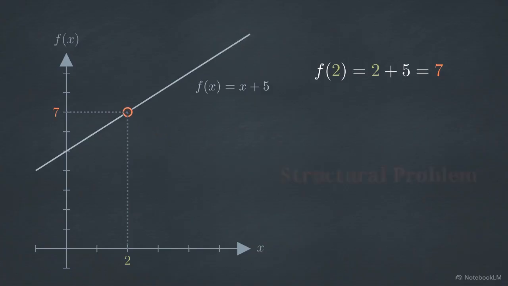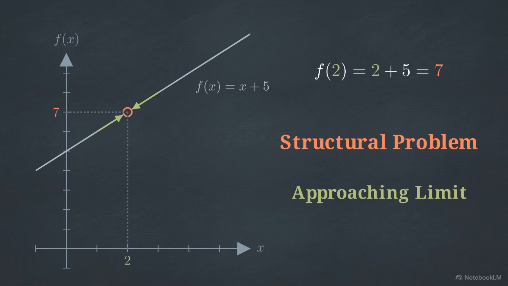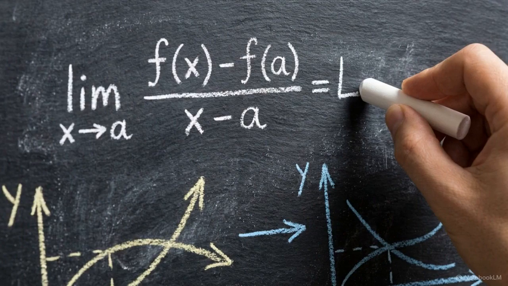But if we remove that specific data point, we create a void in the geometric structure. This leaves us with a structural problem. Without an exact defined value at x equals 2, we need a method to mathematically determine how the function behaves immediately surrounding that empty coordinate. Finding a static coordinate is basic arithmetic. Plotting the trajectory approaching a missing coordinate requires a completely different analytical tool.